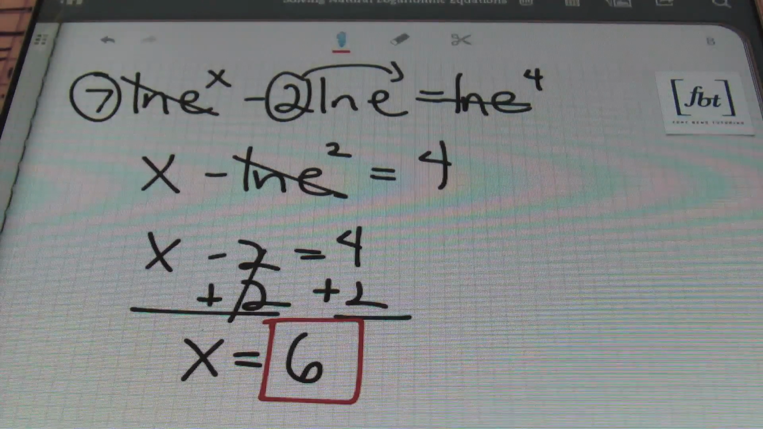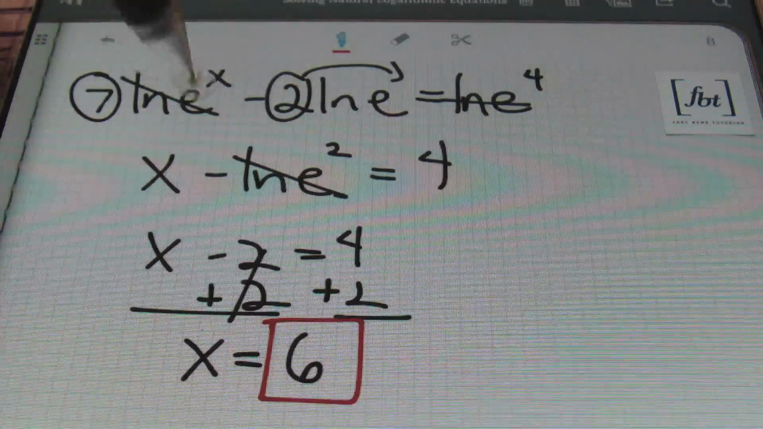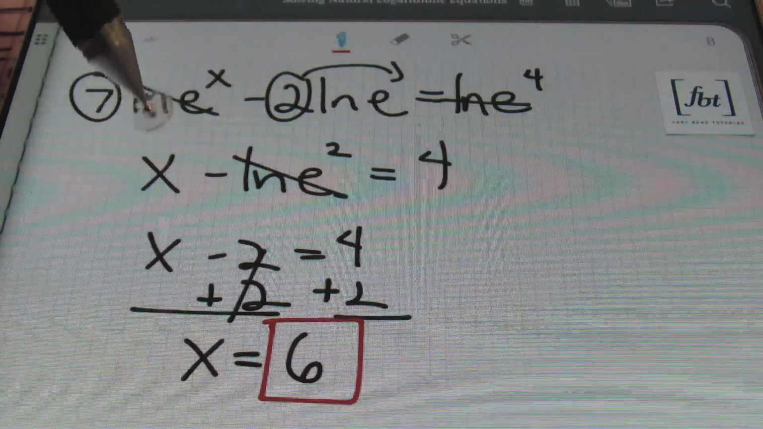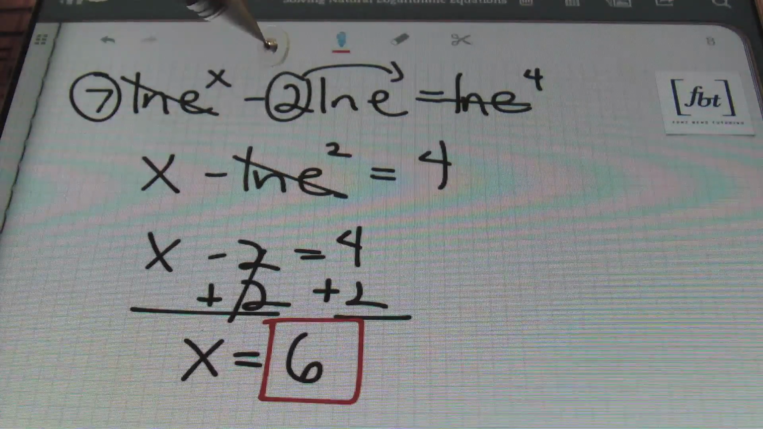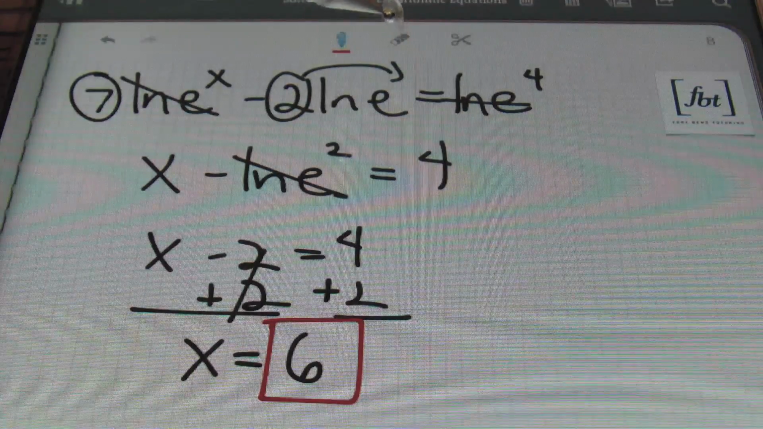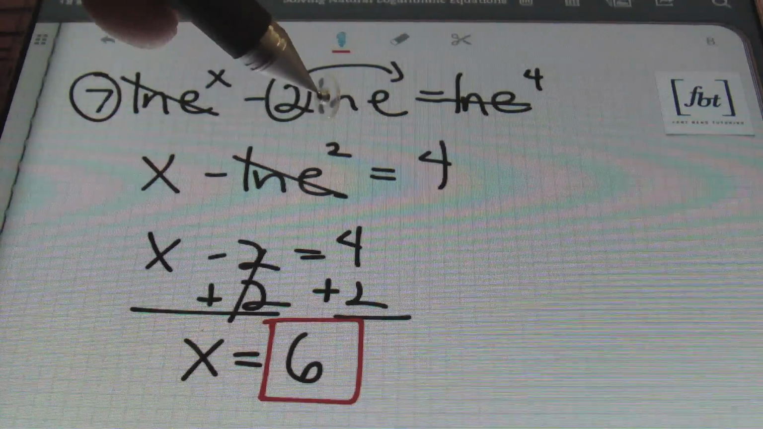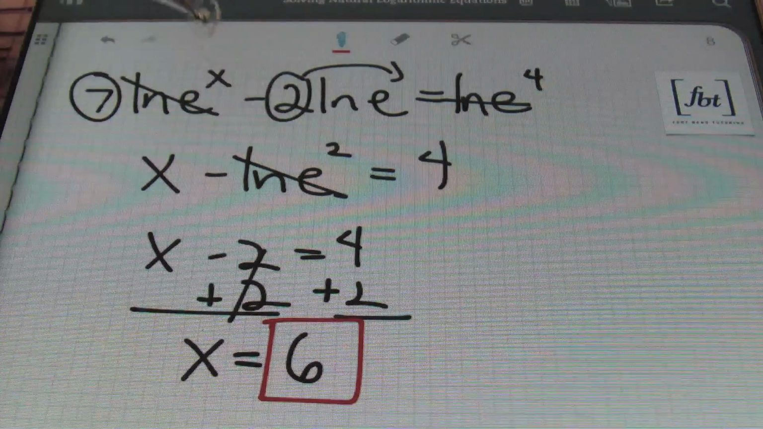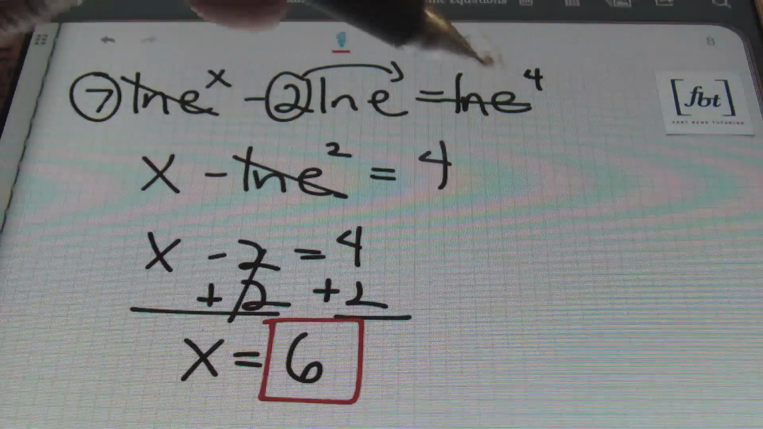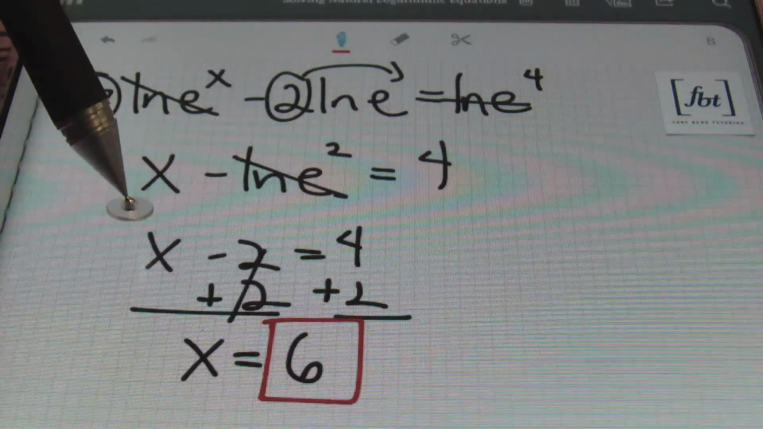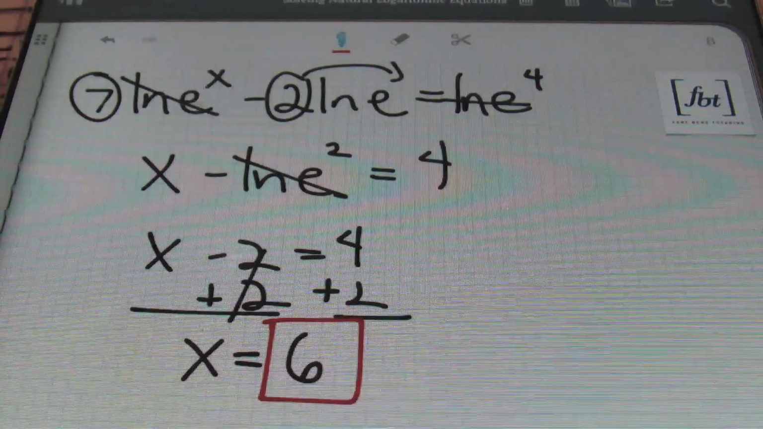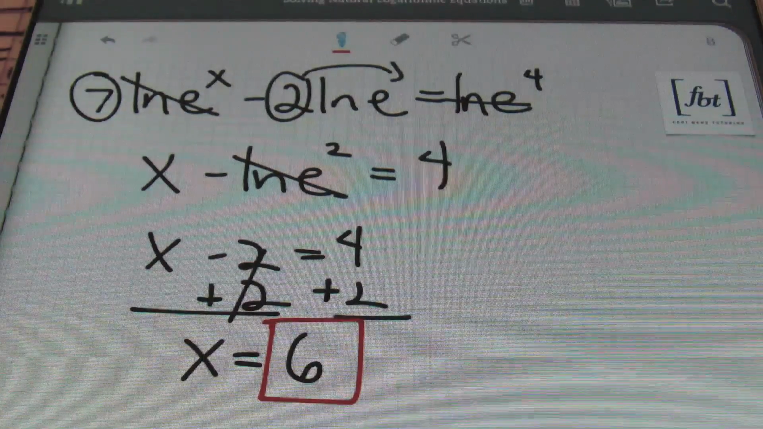All right, so walking back through problem number 7, what happened? We ended up canceling out the natural log and e to bring down the exponent x. I made the coefficient of 2 an exponent, so I rewrote it as natural log of e to the second power. Once again, that natural log and e canceled out. On the right side, the natural log and e canceled out, so we just ended up with x minus 2 equals 4 and solved for x. And that was the end of the problem.